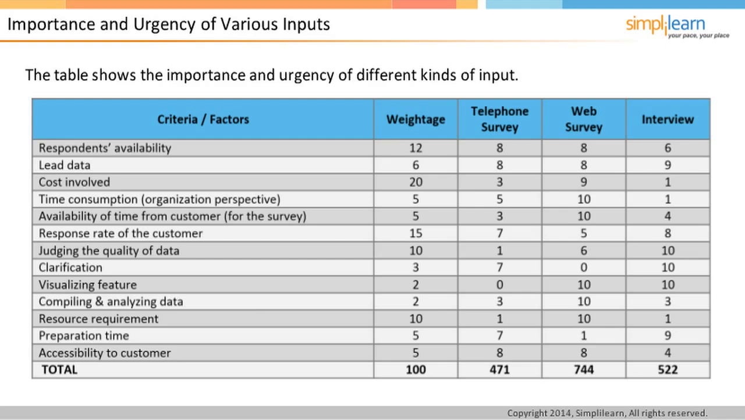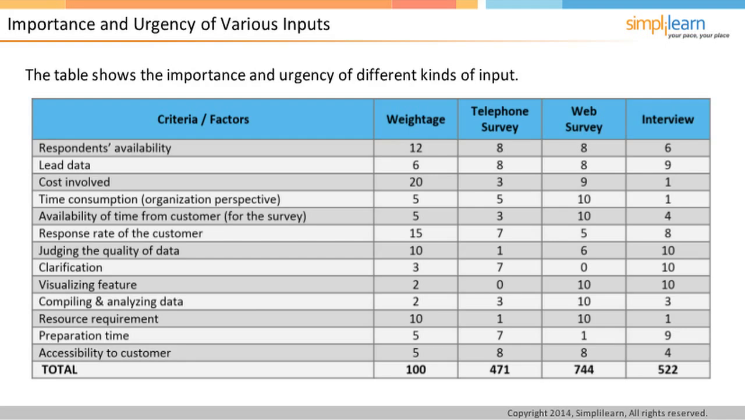As seen, cost is the most important criterion for which the weightage is given 20. Response rate of the customer is next important factor, and the list follows. Visualizing feature and compiling and analyzing data are the factors which have the lowest impact on the decision of selecting the methods for data collection. Each of the data collecting methods is rated between 1 and 10, based on its impact on the listed factors, with 10 being highly favorable to the organization and 1 being least favorable.